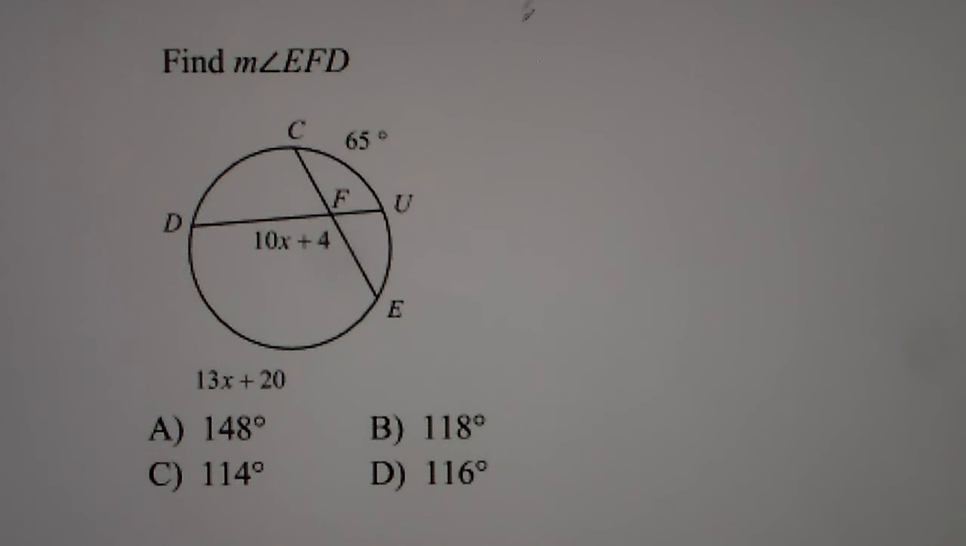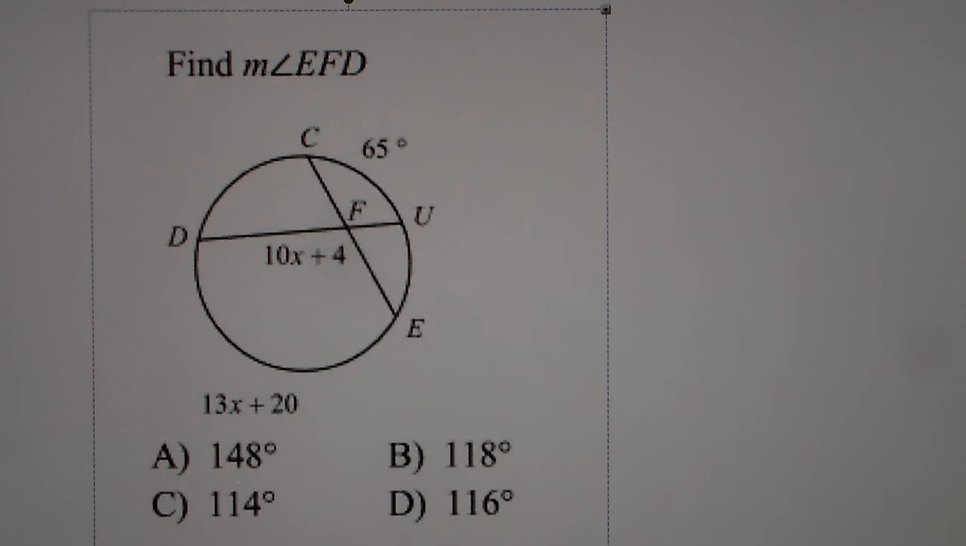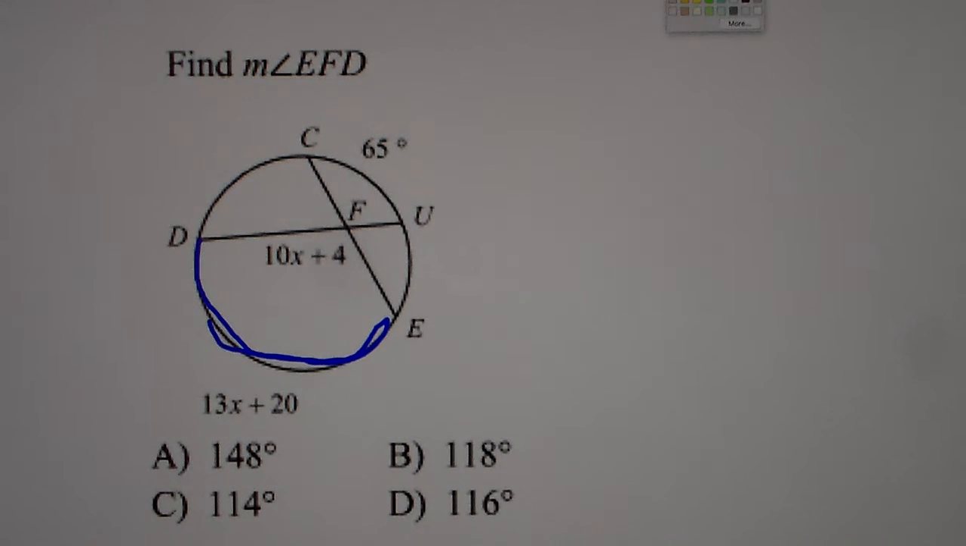Let's do one more together, then you'll get to practice a couple on your own. Here's our blue. Here's our red. And here's our orange. Let's do some math. Red plus blue divided by 2. So 13x plus 20 plus the 65 is 13x plus 85, divided by 2, is equal to the 10x plus 4.